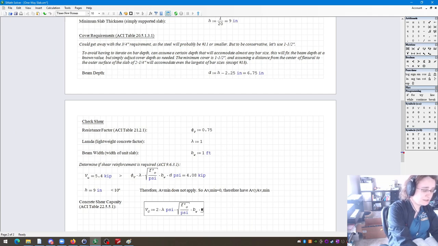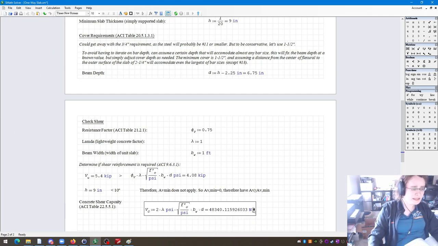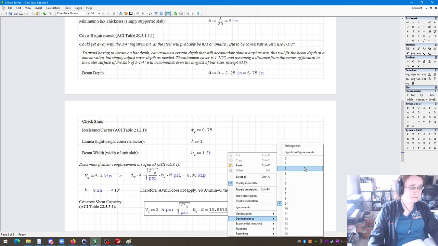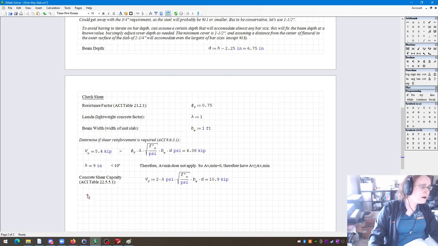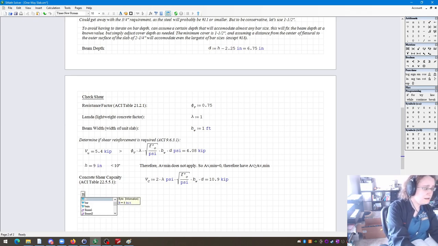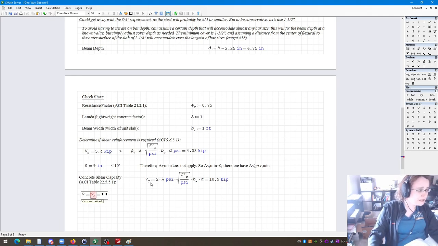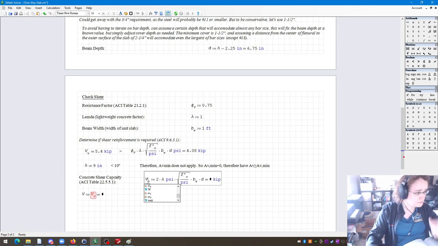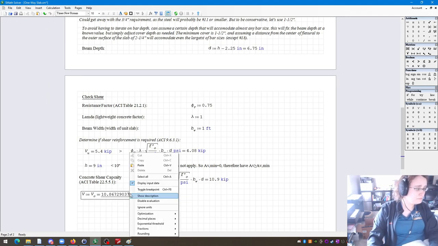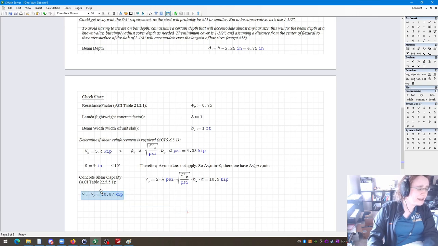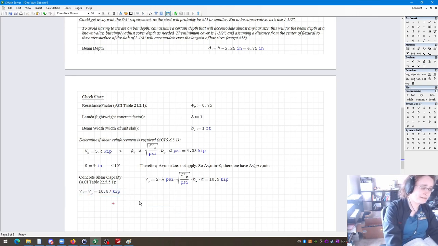Times phi times d, and we get a value of 10.9 kips. And then our V, since we don't have any shear reinforcement, our shear capacity is just going to be equal to our Vc here. So we have a nominal shear capacity of 10.87 kips.